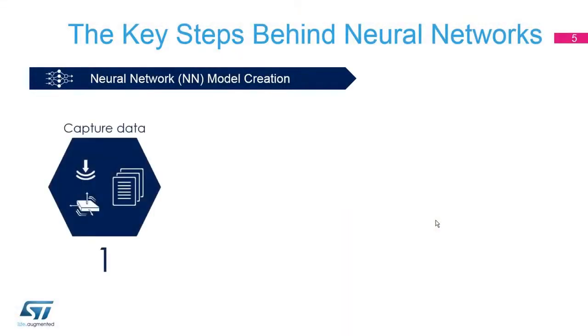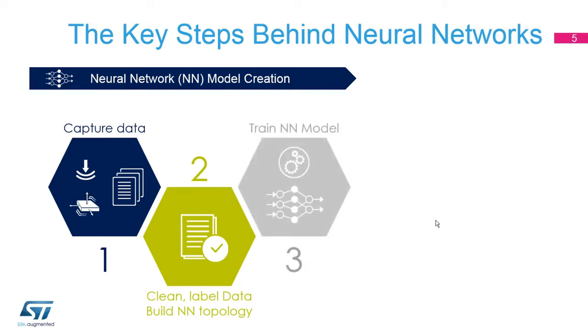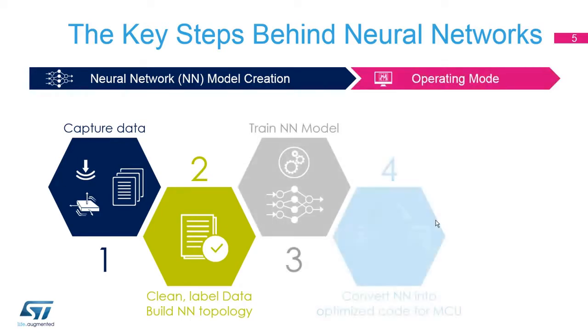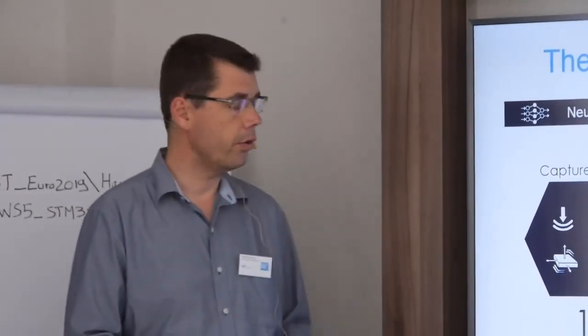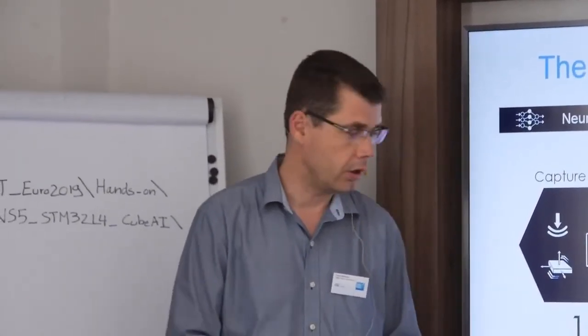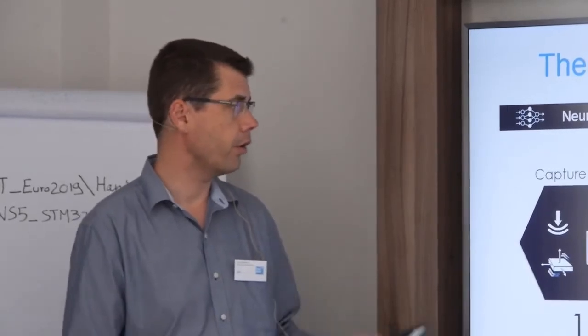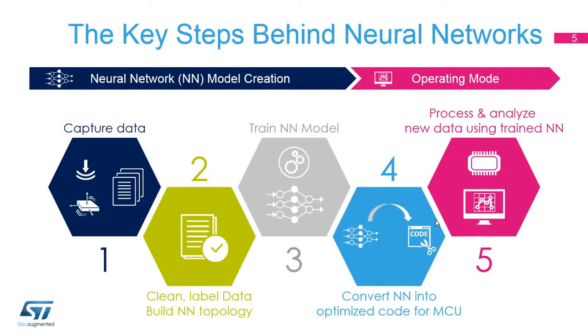To build an application of a neural network, you have to go through different steps. The first one is data capture. And for this, you need some hardware with some sensor. So this is the first brick you need. After that, when you have a big collection of data, for sure you need to make some cleaning and you need to build your neural network.